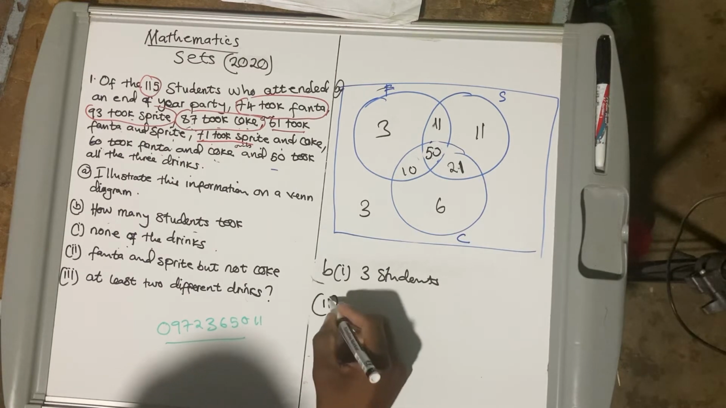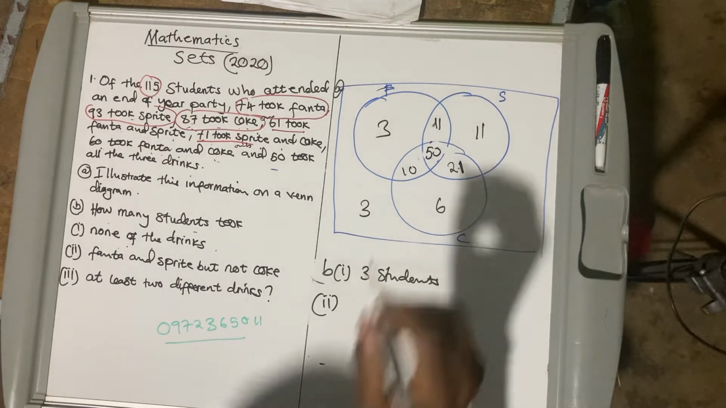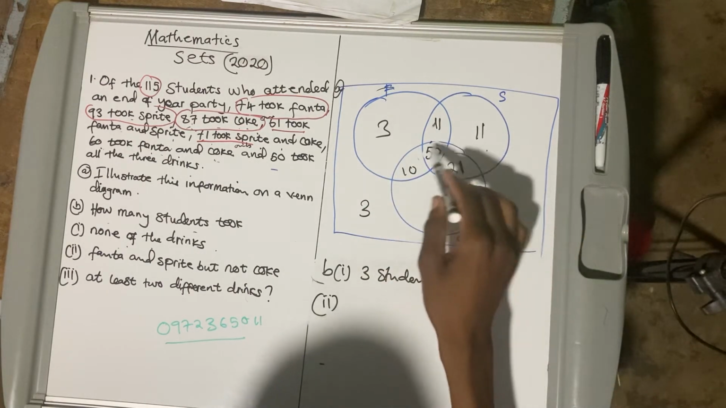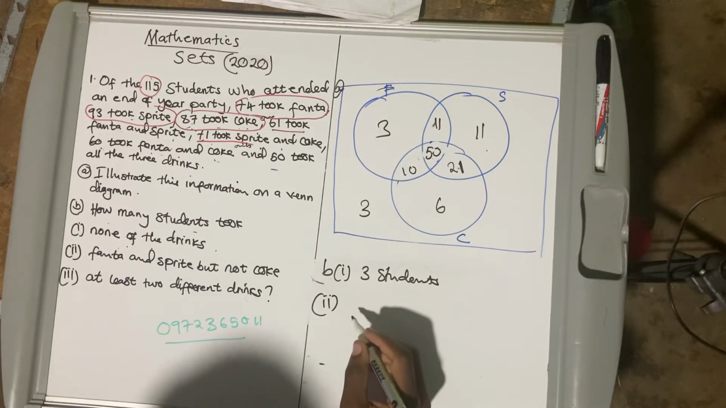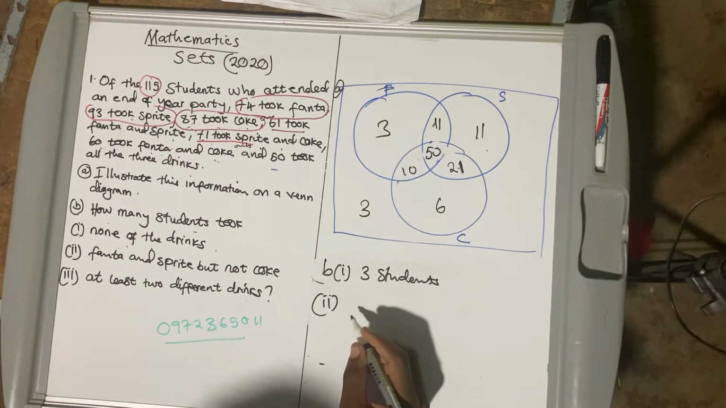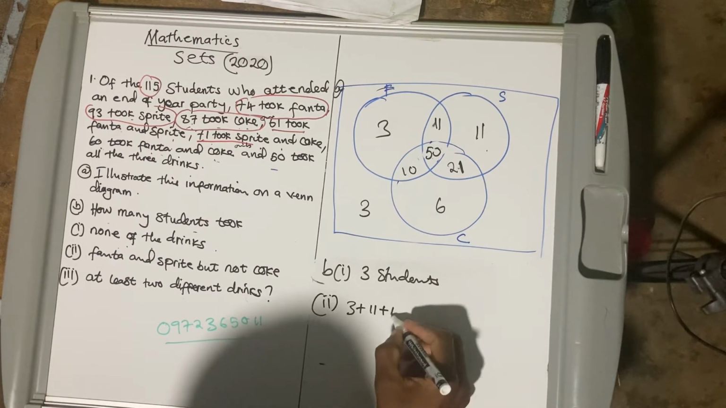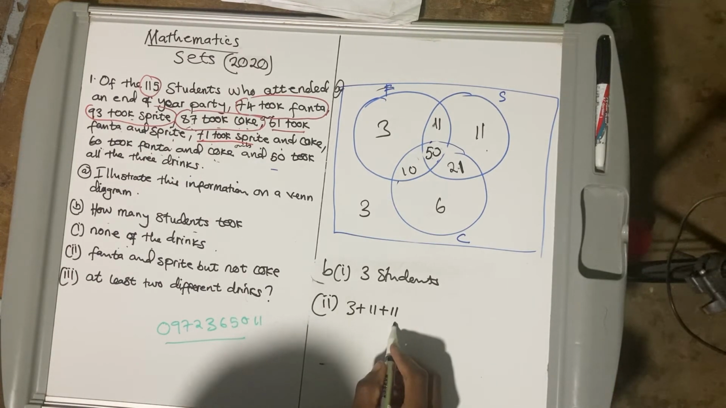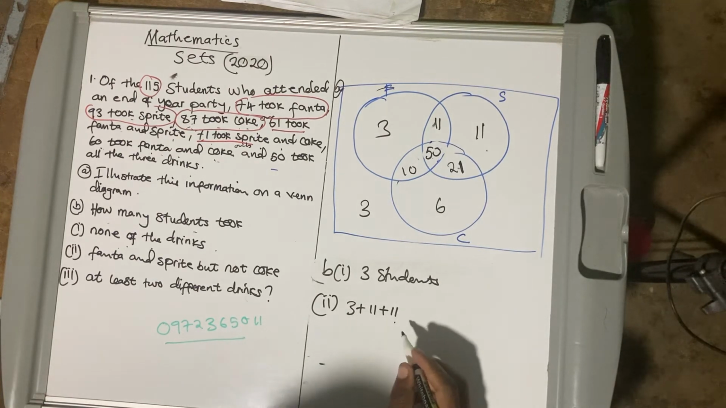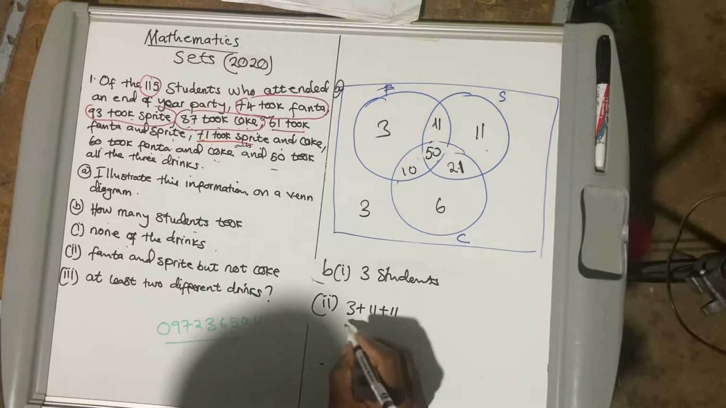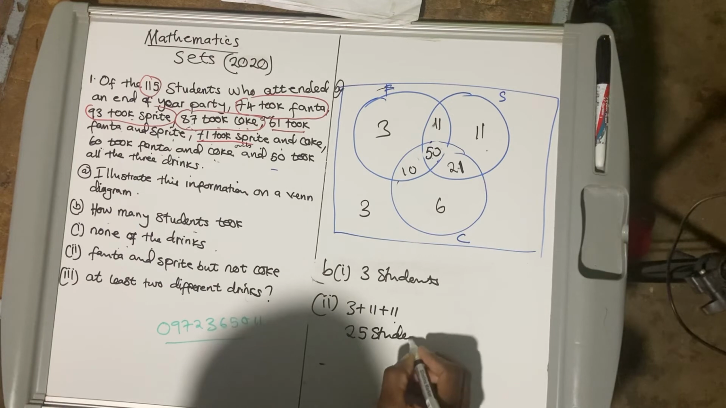Roman numeral 2: Fanta and Sprite but not Coke. So we don't want the Coke part. You need to add the numbers which are found in Fanta and Sprite. So that is 3 plus 11 plus 11. This is 22 plus 4 plus 3. We're getting 25. So we have 25 students.